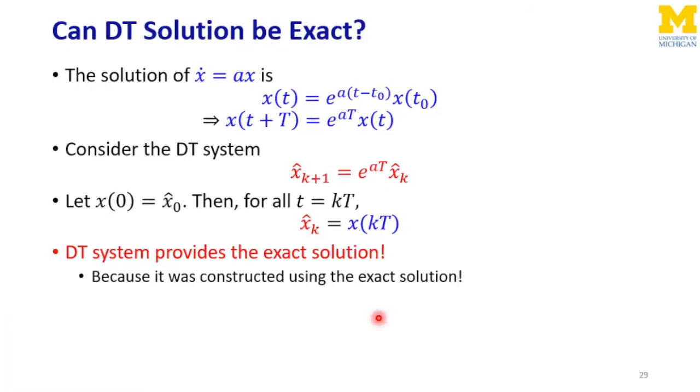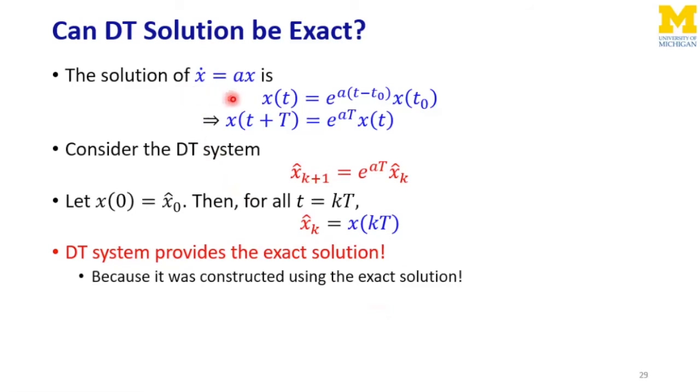Okay, so far we have seen that we can use some tricks to find an approximate solution, or we can construct a discrete time system which approximates the continuous time system. Now the question is, can you construct a discrete time system whose solution exactly matches the continuous time system? And the answer is yes. Let me show you how by looking at a simple example.